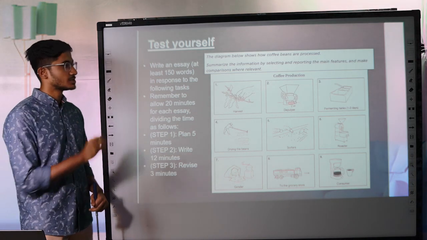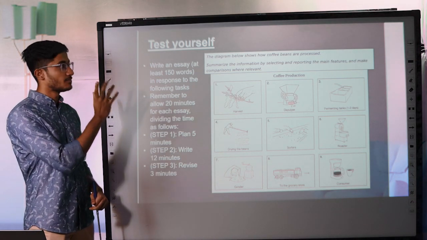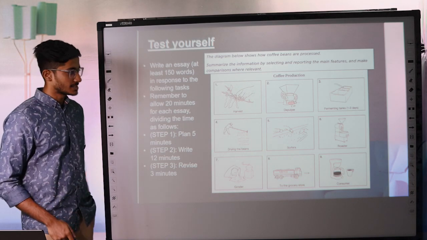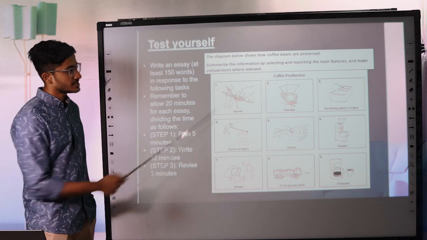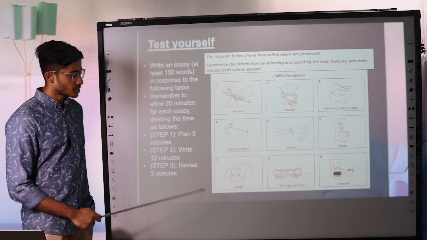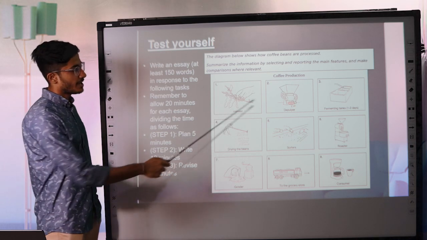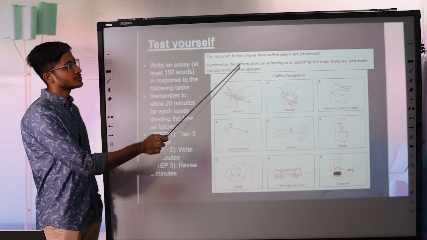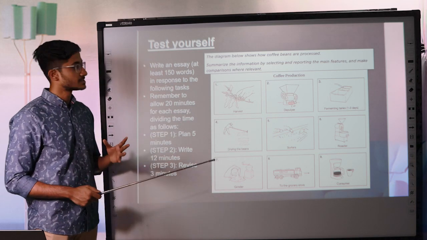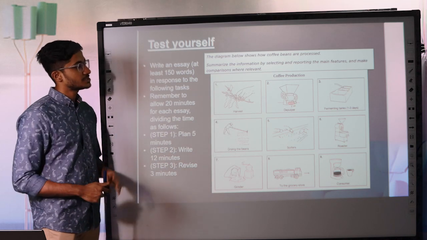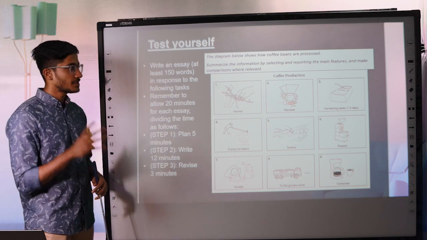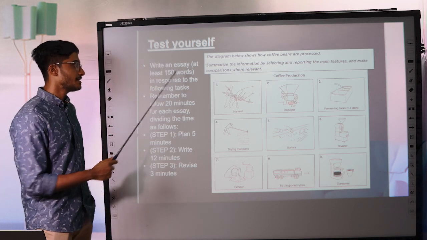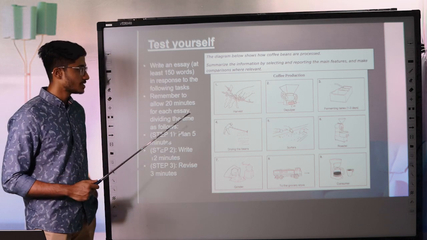So lastly, once you have done both of those previous activities, here we have a test for you guys. So this is the process diagram. You have each of the steps being numbered here. The diagram below shows how coffee beans are processed. Summarize the information by selecting and reporting the main features and make comparisons where relevant. You have to write an essay, at least 150 words.